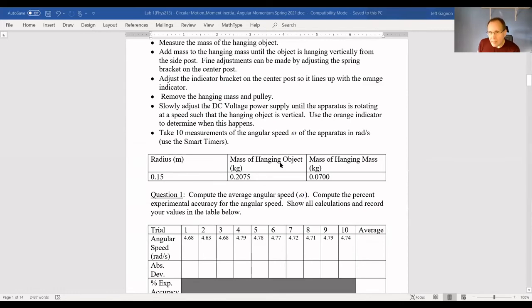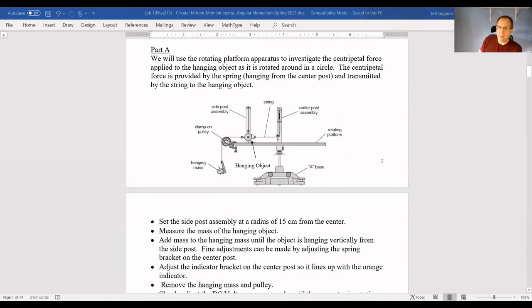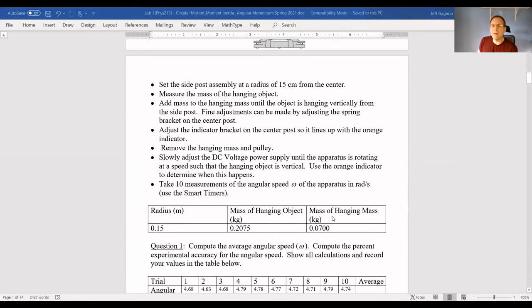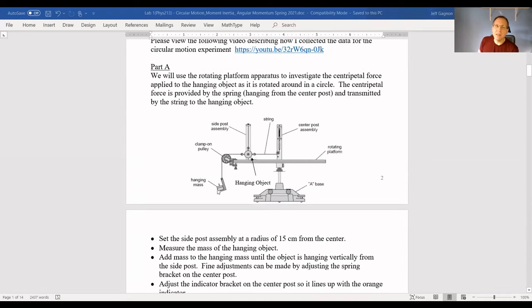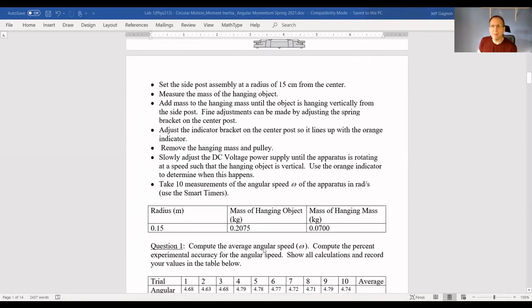I give you the mass of the hanging object. That's 0.2075. Remember, that's the thing that's being rotated, the hanging object. And then this you'll need later. The hanging mass here is that blue weight set, what we had to add to the hanger here, so that this whole thing is balanced and the hanging object is hanging vertically. And that ends up being 0.0700.